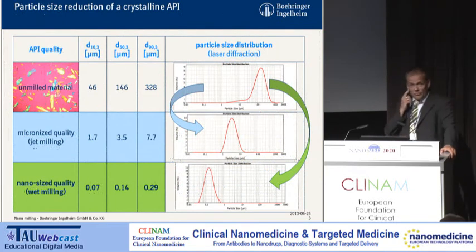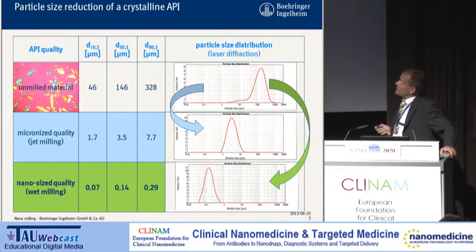What does nanomilling mean really in terms of particle size? This is a particle size distribution measured by laser diffraction for a typical NCE, a crystalline product, where you can see we have really large particles, that's microns here, so we're in a range even clearly above 100 microns or so, which is quite a typical range.